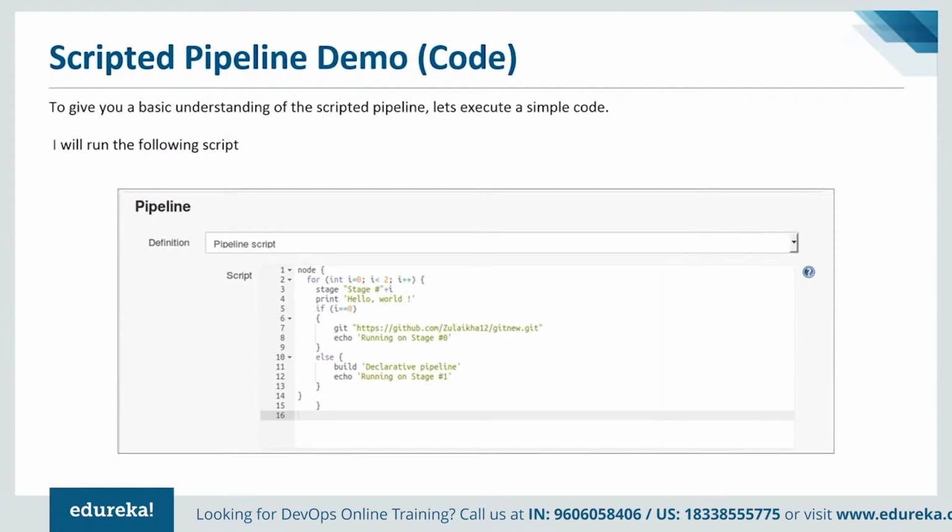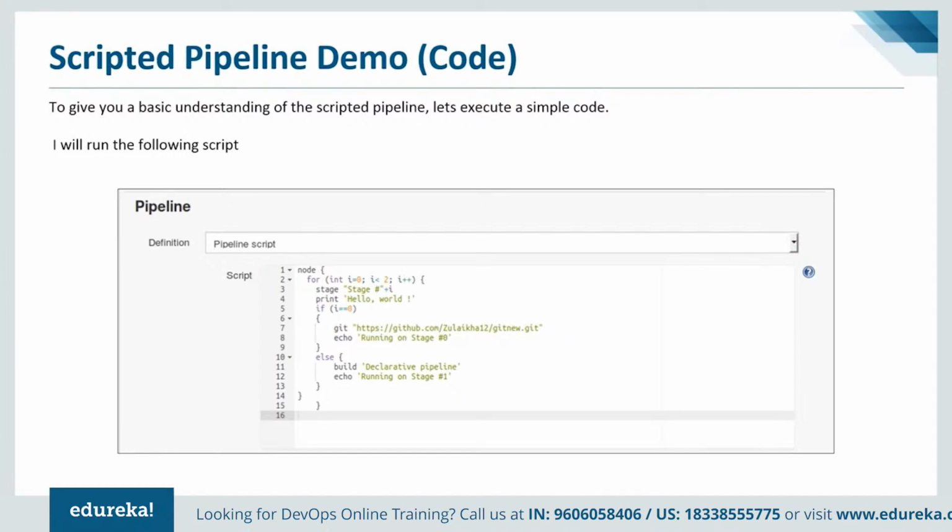Before jumping into the demo, let me explain the code that we are going to execute in the scripted pipeline. Here you can see that I've defined the code within a node block. Because this is a scripted pipeline, it has to be defined within a node block. Within the node block, I've defined a for loop which creates two stages, stage number 0 and stage number 1, and both of these stages will print a hello world message.